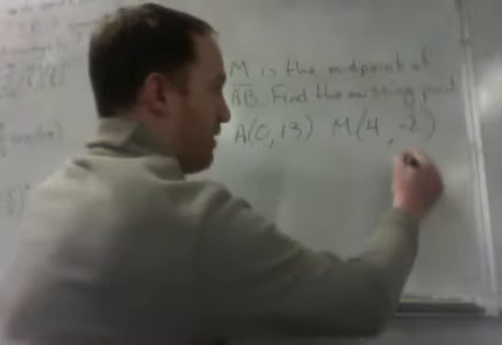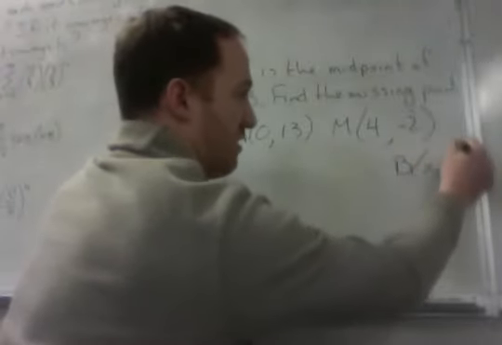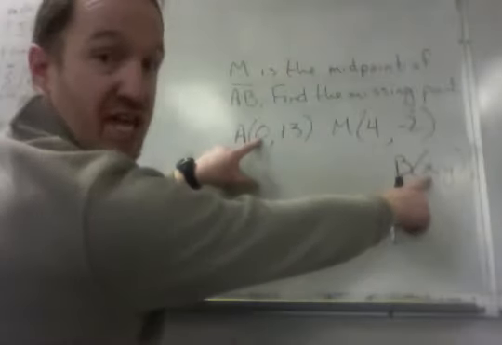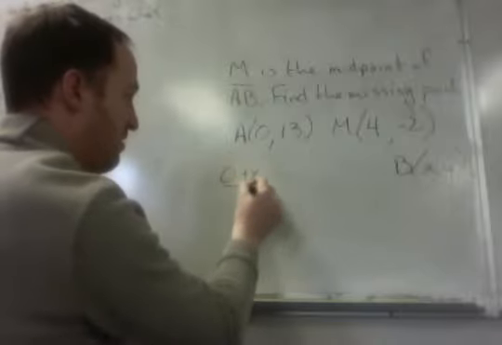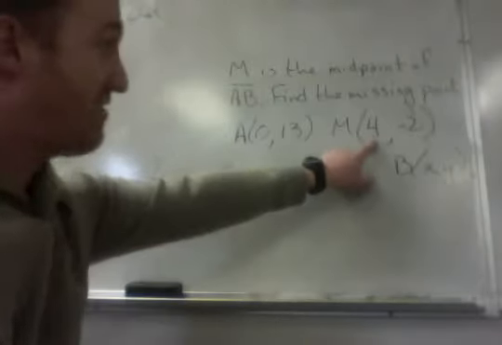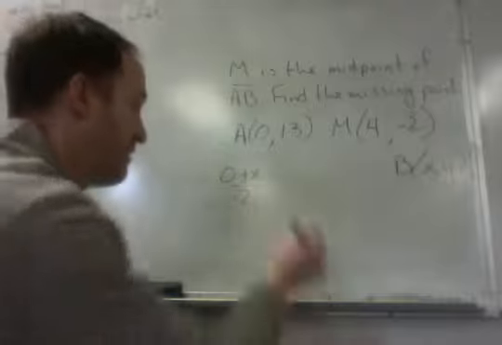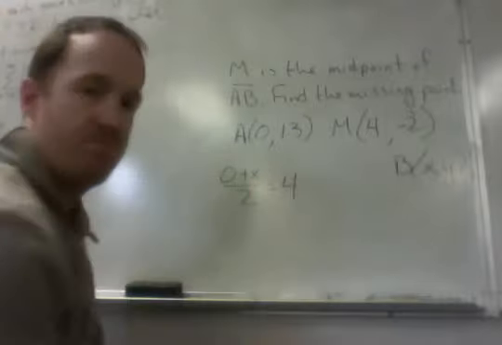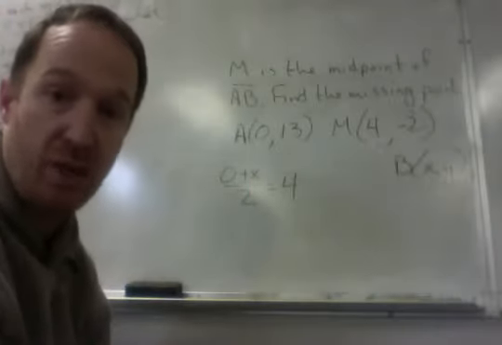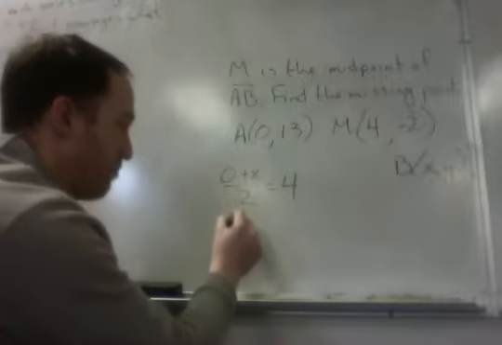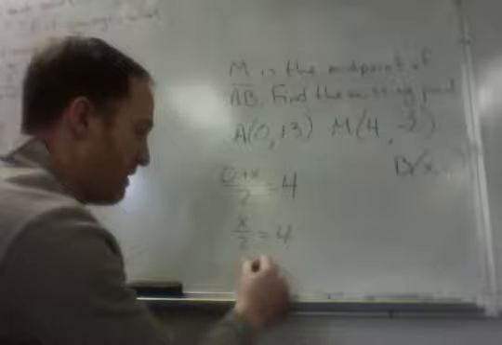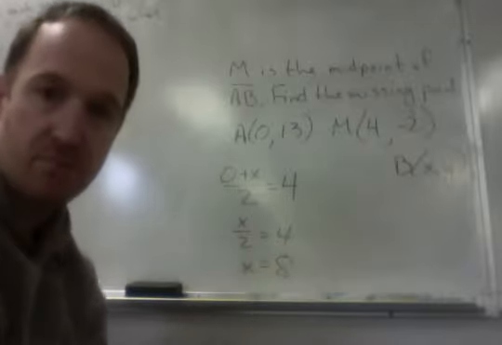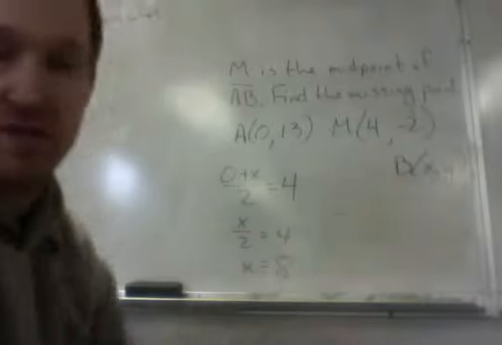Let's say that this point B is x, y. We know that if we average the x's, right, that 0 plus x over 2 has to give you the x-coordinate of the midpoint. It has to equal 4. So there we've got an equation that we can solve. 0 plus x is x. And if you multiply both sides by 2, you get 8. So there's the x-coordinate of the point that's on the end.